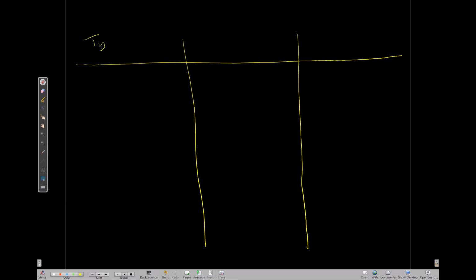So let's say type of symmetry, an example or two of a graph, and the algebraic test. In many cases you cannot draw these and check the symmetry. So that is exactly the place where we use algebra.